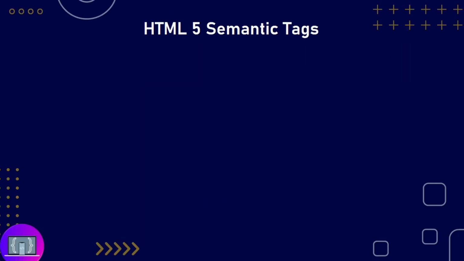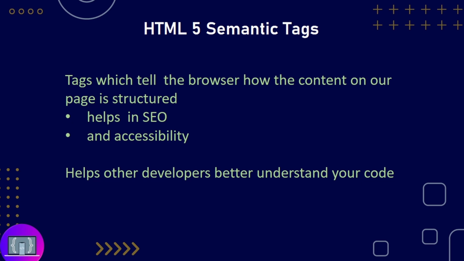So in the previous tutorial, which I'm going to link in the card above, I mentioned the different features HTML5 brings to the table, and I talked of HTML5 semantic tags as one of those features. So what are these HTML5 semantic tags all about? HTML5 semantic tags tell the browser how the content on our web page is structured.